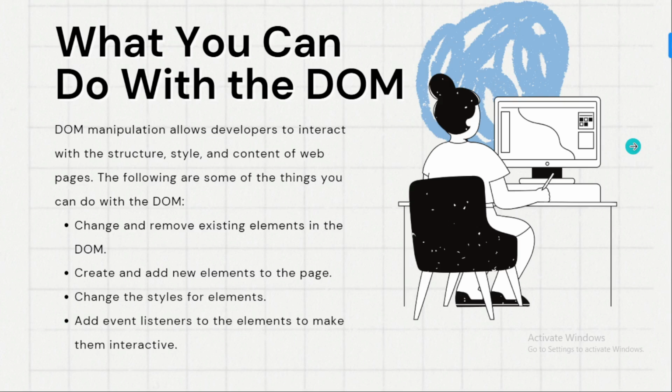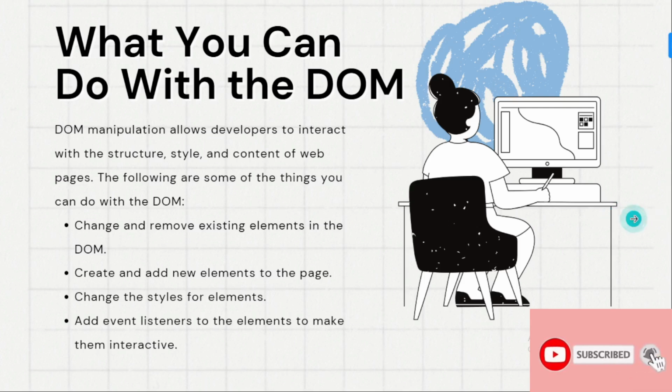So let's move on. What can you do with the DOM? DOM manipulation allows developers to interact with the structure, style, and content of a web page. The following are some of the things you can do with the DOM. You can change and remove existing elements in the DOM. You can create and add new elements to the page. You can also change the style of elements, and you can add new event listeners to the elements to make them more interactive.